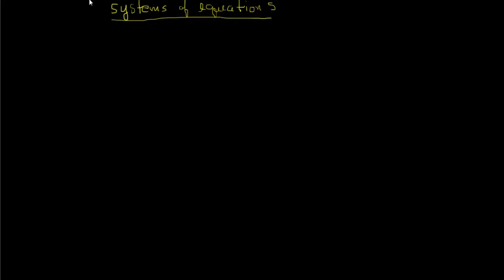Today I want to continue talking about systems of equations. That means that when two lines intersect, they do so at a point, and our job is to find where those two lines intersect. Let's take an example, a simple one at first.